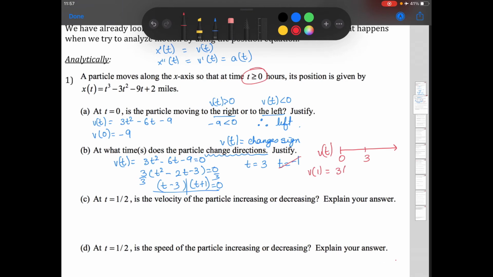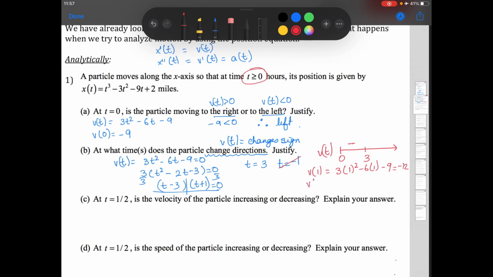So I'm just going to substitute t with 1: 3 minus 6 times 1, which is 6, minus 9. I get that to be negative 12, which is a negative number. So between 0 and 3, the direction is moving left.